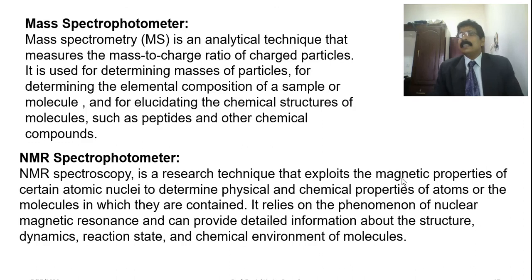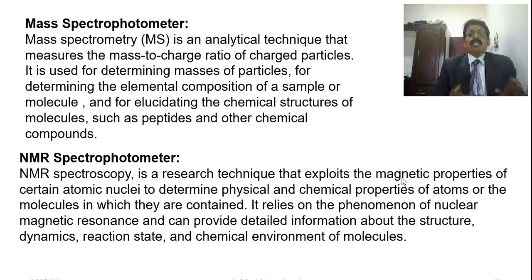And now this is a small definition about mass spectroscopy. Mass spectroscopy is an analytical technique that measures the mass to charge ratio of charged particles. It is used to determine masses of the particles, for determination of the elemental composition of a sample or a molecule.